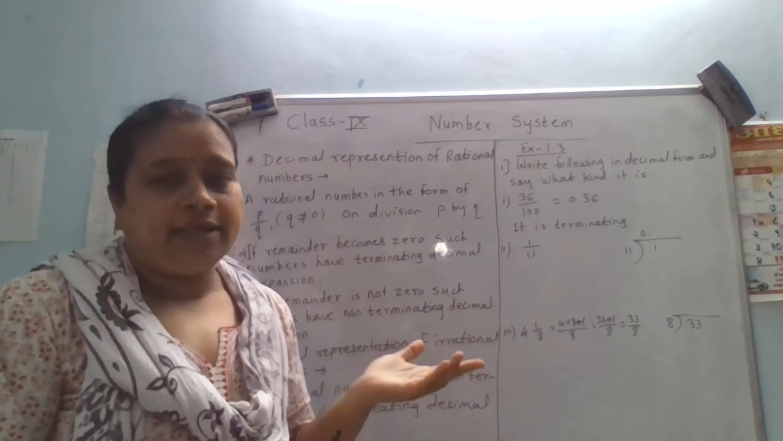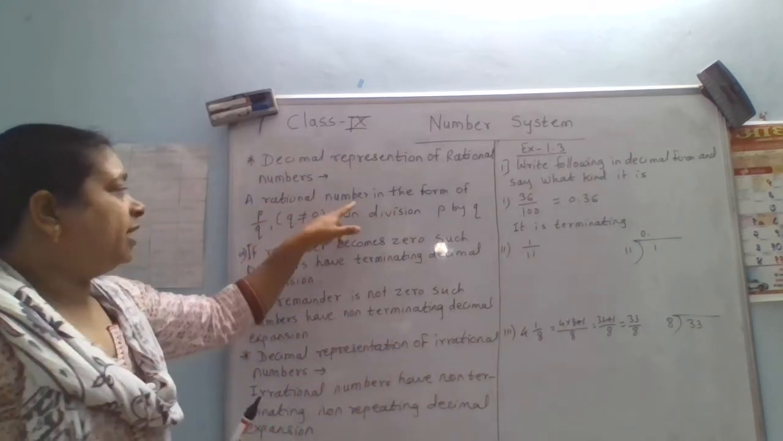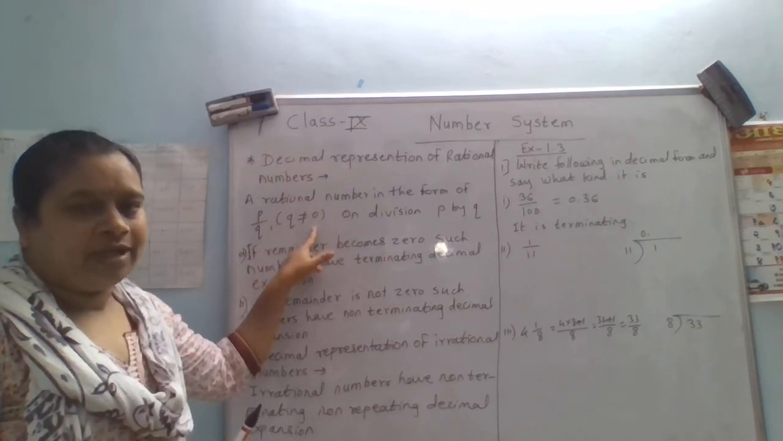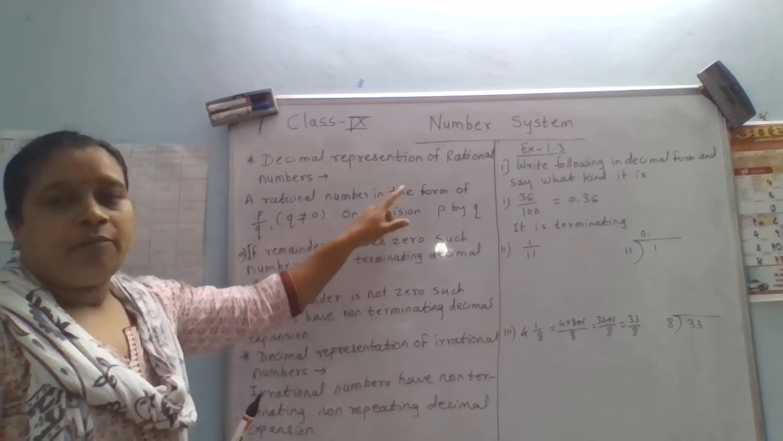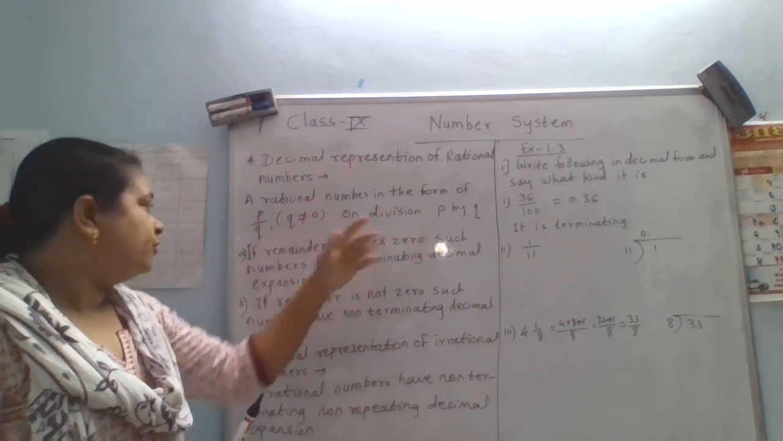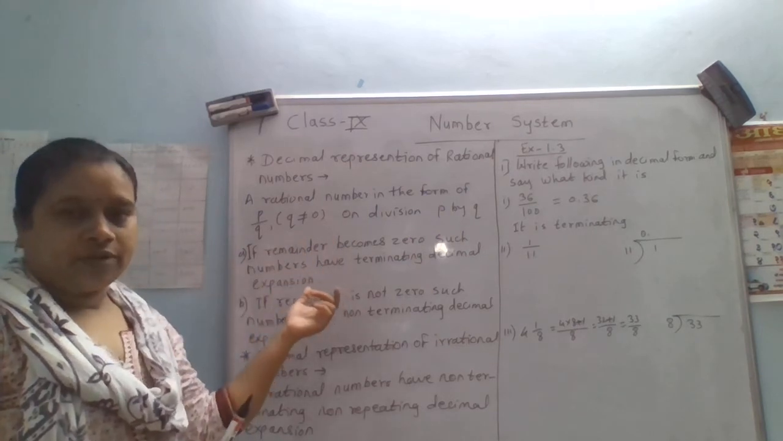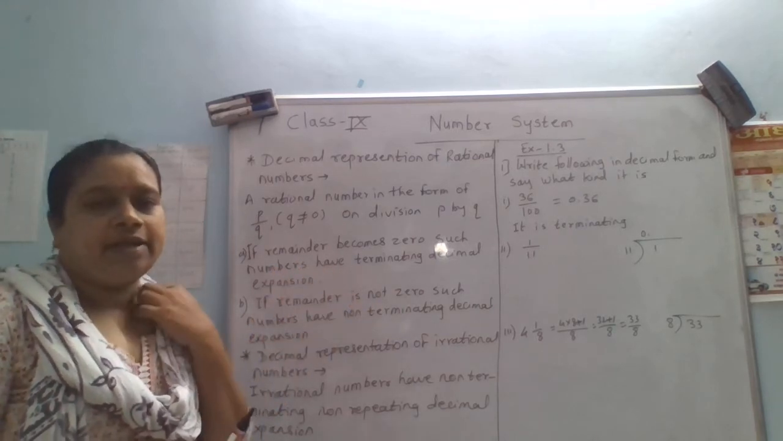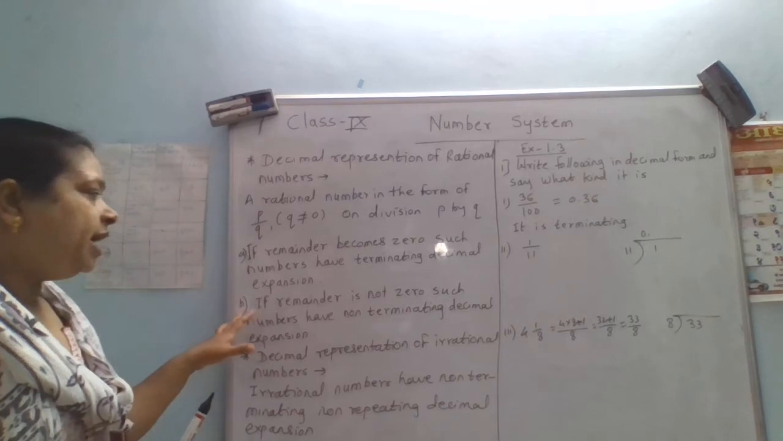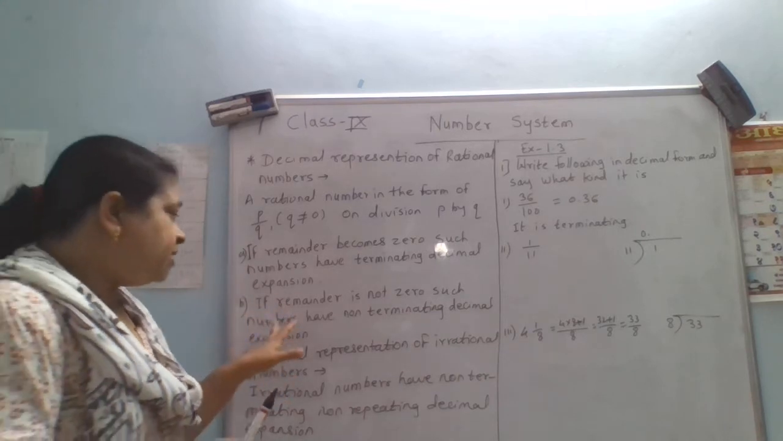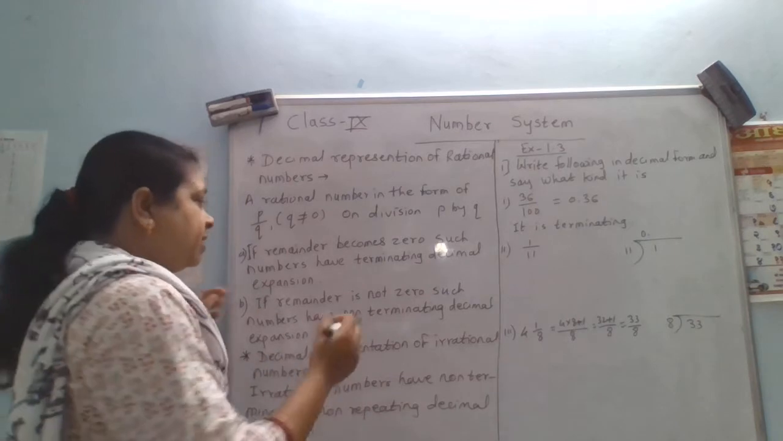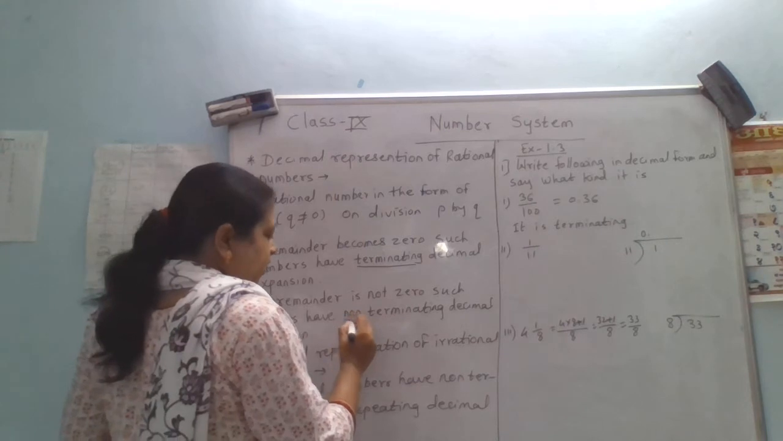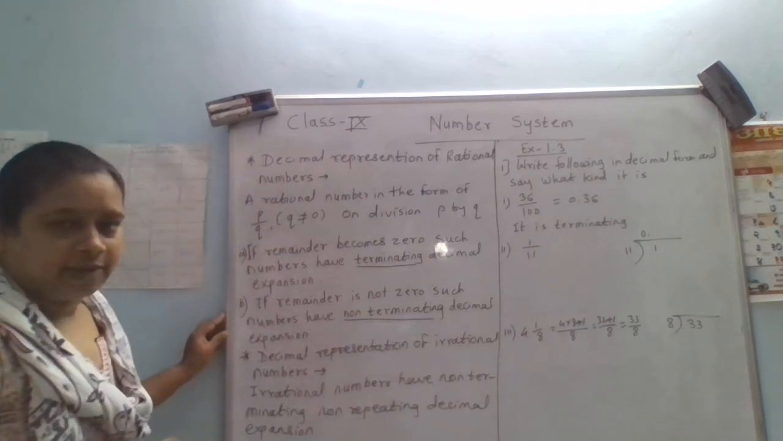When it is a terminating decimal expansion, a rational number in the form of p by q, where there is a condition for a rational number, q need not be 0, means the denominator need not be 0. On division of p by q, if the remainder becomes 0, such a number has a terminating decimal expansion. Then if the remainder is not 0, such numbers have a non-terminating decimal expansion. If the remainder is 0, then terminating. If the remainder is not 0, then non-terminating decimal expansion.